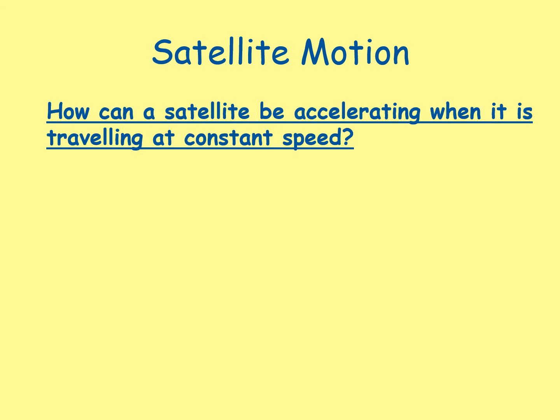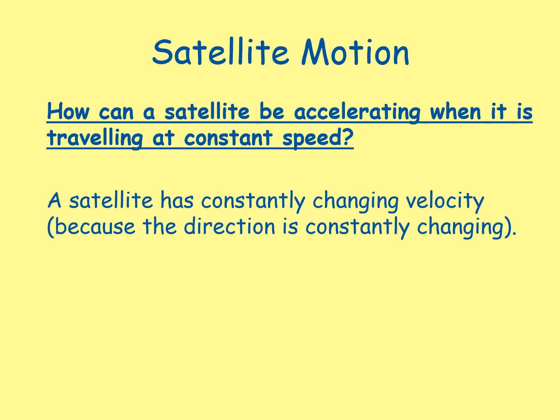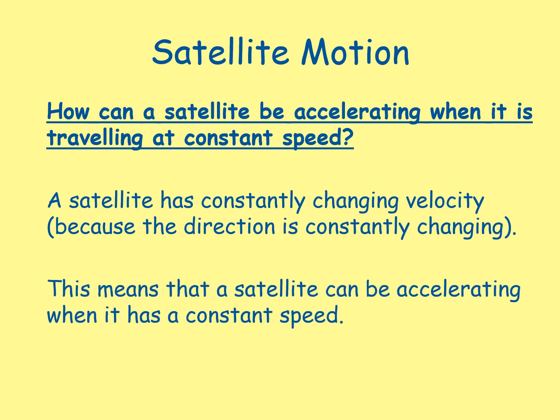How can a satellite be accelerating when it is traveling at a constant speed? A satellite has constantly changing velocity because the direction is constantly changing, and this means that a satellite can be accelerating when it has a constant speed.